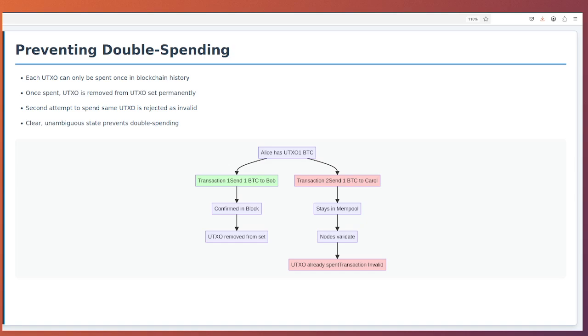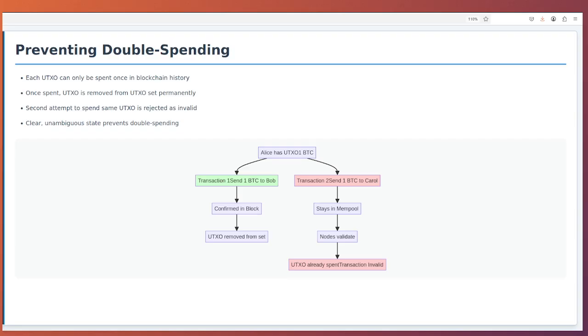Double spending means using the same Bitcoin twice. This means spending it once to buy something, then spending it again elsewhere before the first transaction confirms. Here is how the UTXO model prevents this. Each UTXO can only be spent once, ever.